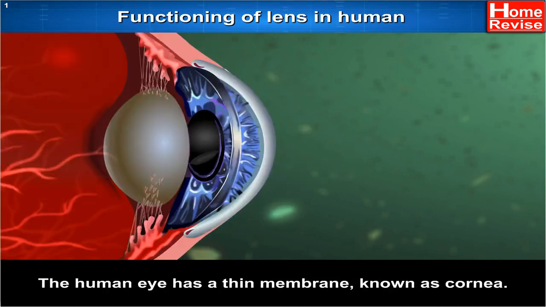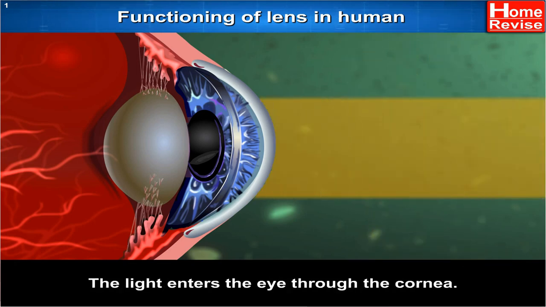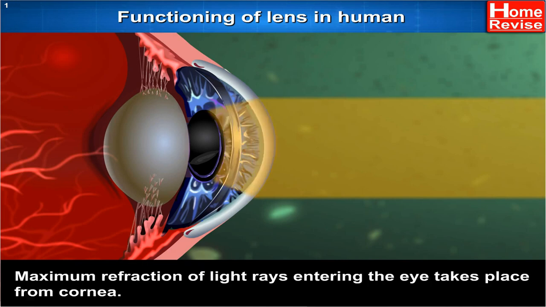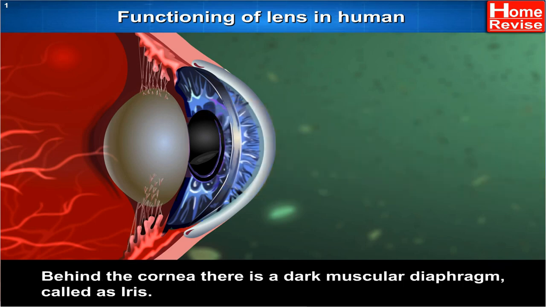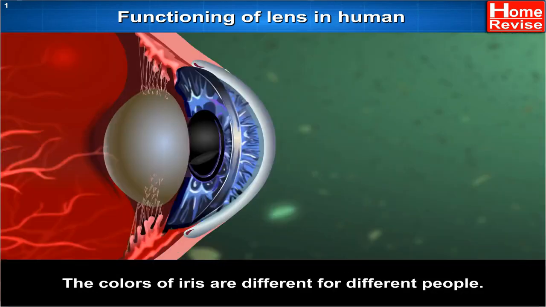The human eye has a thin membrane known as the cornea. The light enters the eye through the cornea. Maximum refraction of light rays entering the eye takes place at the cornea. Behind the cornea, there is a dark muscular diaphragm called the iris. The colors of the iris are different for different people.